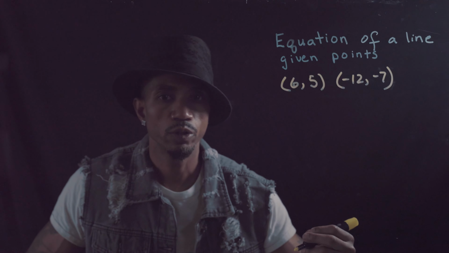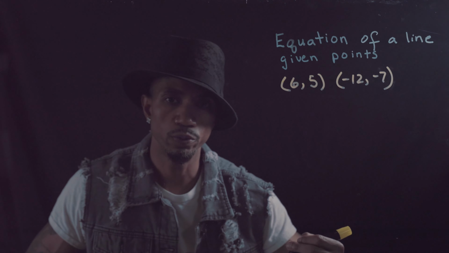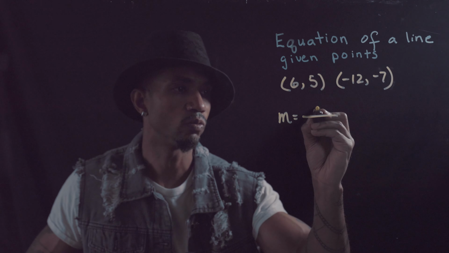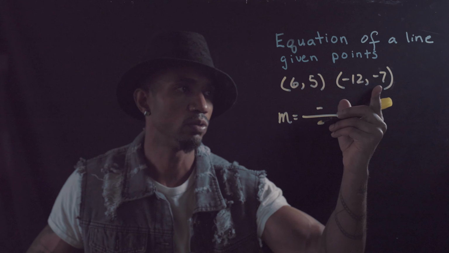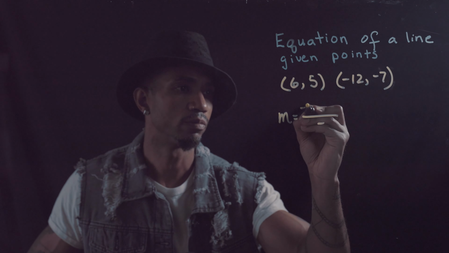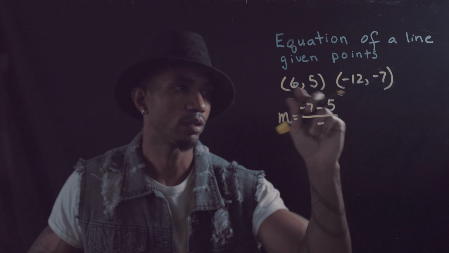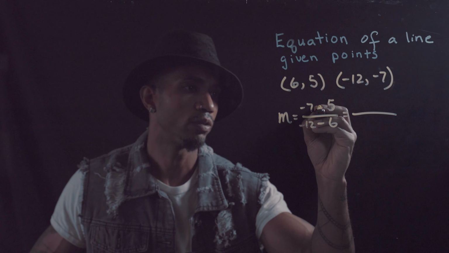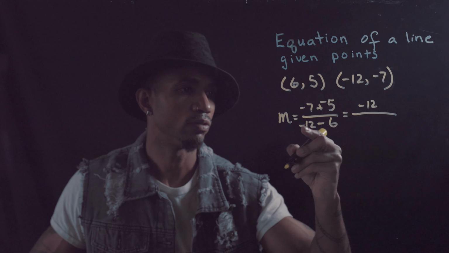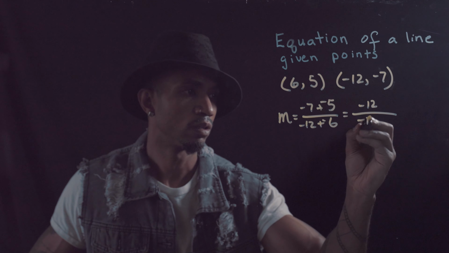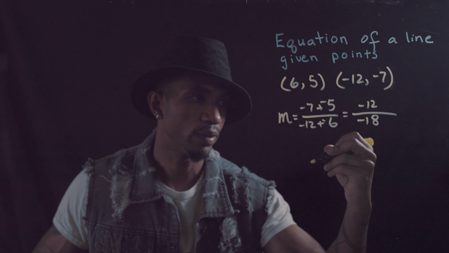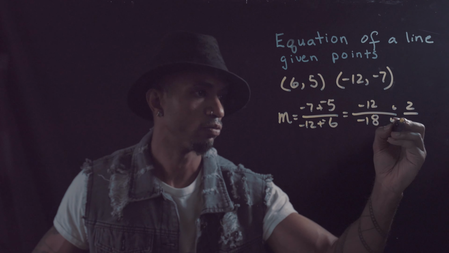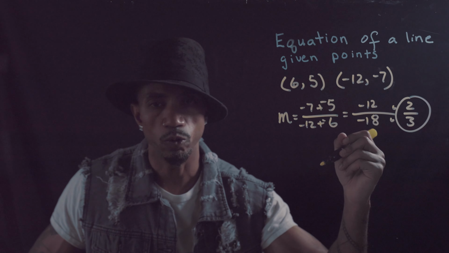Let's look at another one. We're going to write an equation using these 2 points in slope-intercept form. Our first step again is to find the slope, using the slope formula: y2 minus y1 over x2 minus x1. -7 minus 5 is -12. -12 minus 6 is -18. I can reduce this by 6. This is a negative over a negative, so it's positive. Reducing it by 6 gives us 2 over 3. That's my slope, that's my m.